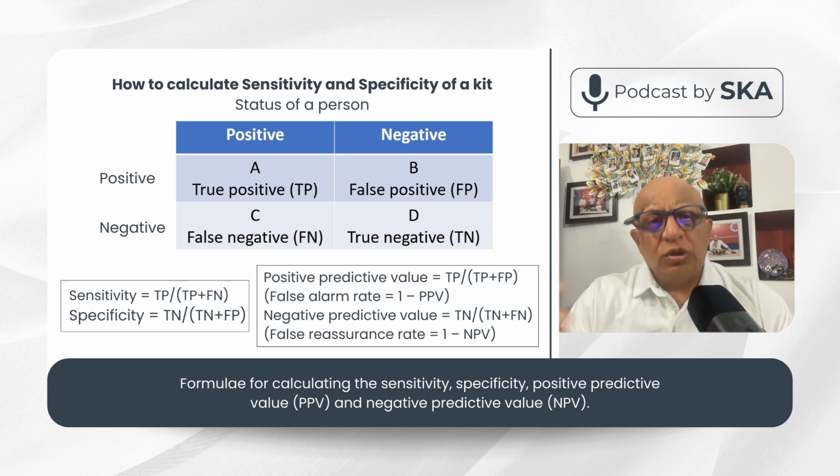And then there is the positive predictive value of a kit, which gives you the false alarm rate. The higher the positive predictive value, the lower the false alarm rate. And negative predictive value basically gives you the reassurance rate. The higher the negative predictive value, the lower the false reassurance rate of a kit. So that's how you basically select a test kit for this.